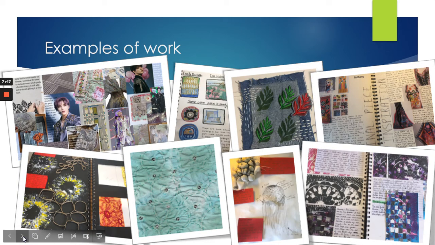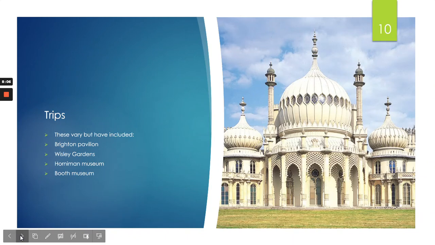Alright, so here are some examples of work from current Year 11 students, and you can see a vast range of different things that they're working on, different techniques from weaving to printing to hand stitching. Some of the drawing trips that we have been on, we usually go to different places where there's different aspects that we can work from. We've been to Brighton Pavilion, Wisley Gardens, the Horniman Museum and Booth Museum.